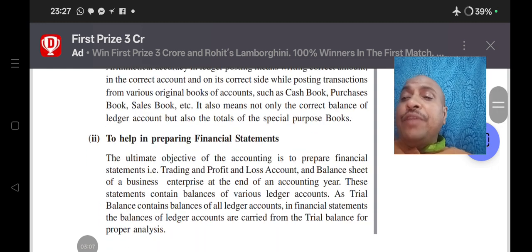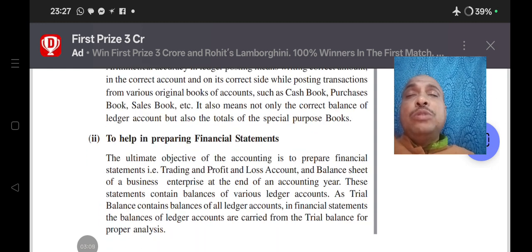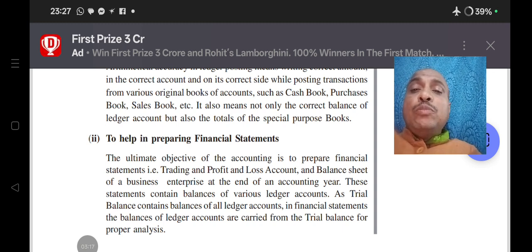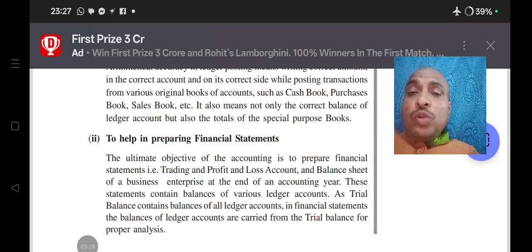To help in preparing financial statements, what happens at the end of the year? All the concerns involved in economic activities and doing economic transactions on a large scale have to prepare certain statements. If you are a profit seeking concern, then you have to maintain final accounts like trading and profit and loss account and balance sheet. If you are a non-trading concern, if you are a non-profit seeking concern, then you have to maintain income receipt and payment account, income expenditure account and balance sheet.